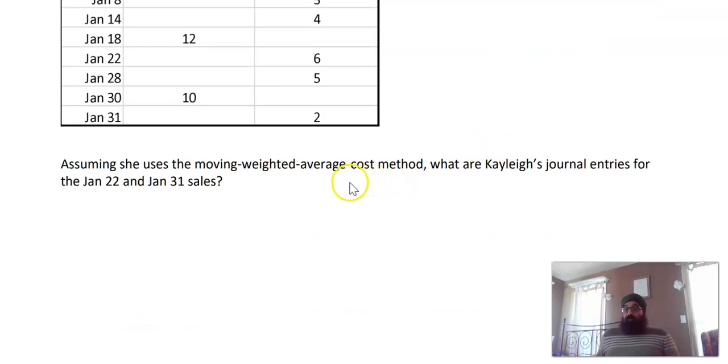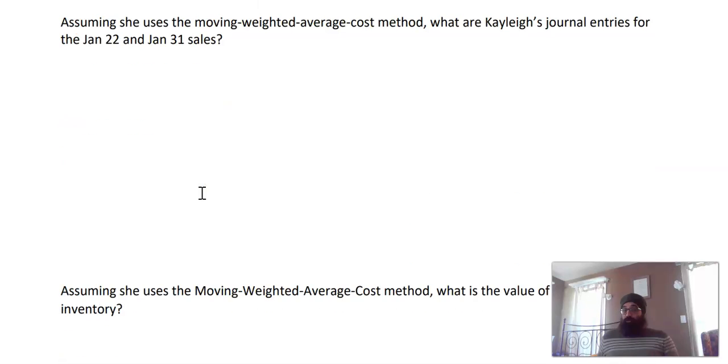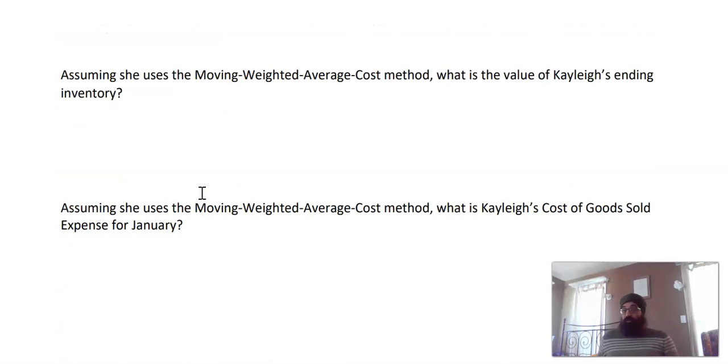We're going to have some journal entries for January 22nd and 31st. They're both sales. For this, remember to record both the sales revenue journal entry as well as the cost of goods sold journal entry. So there'll be two for each date.